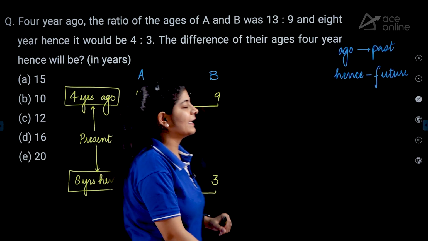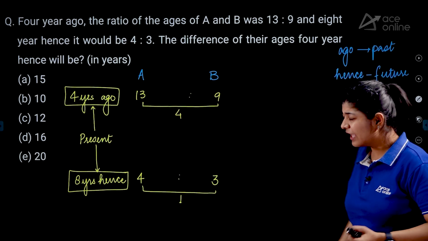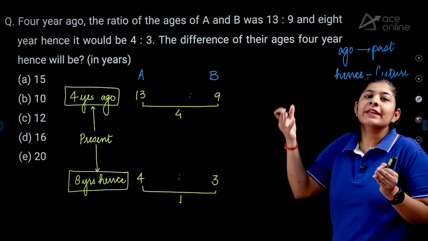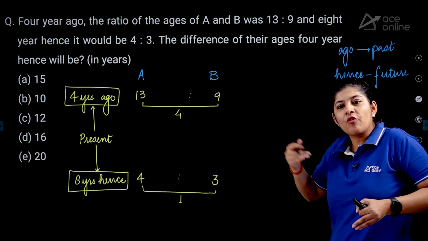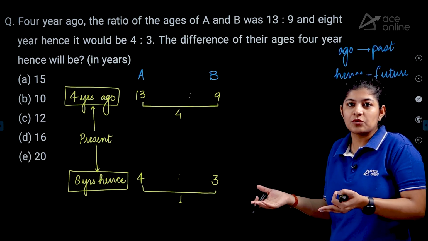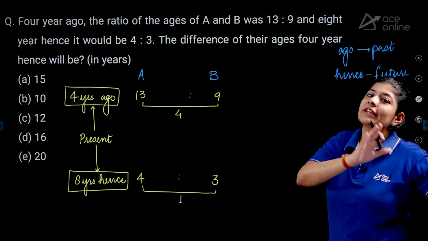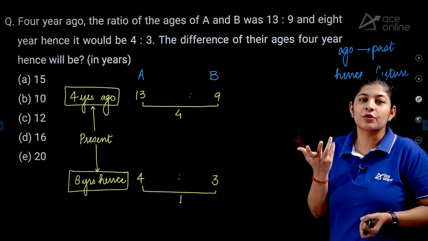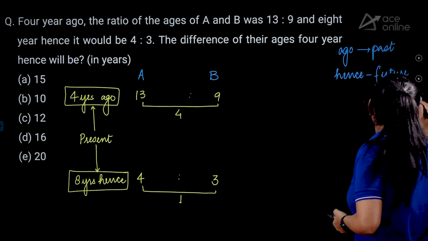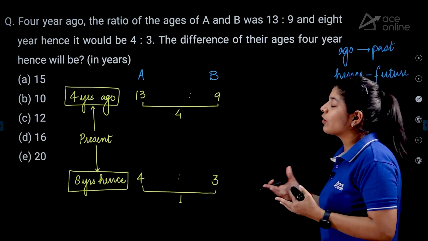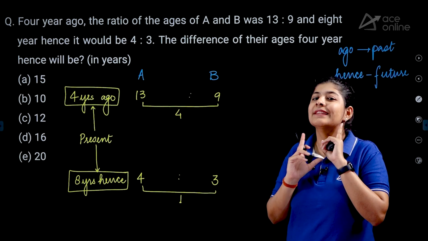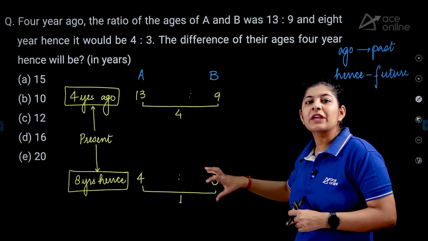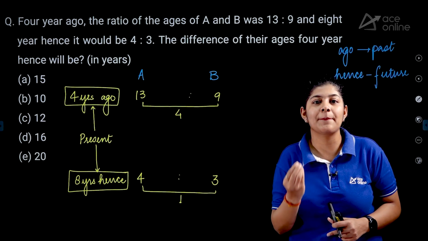Now, just think, is it possible? If the difference between you and your father is 20 years right now, then 5 years before it was 20. After 10 or 15 years it always remains 20, because you are also growing, he is also growing. So whenever we have questions from the concept of age, the age difference between two people will always remain the same.